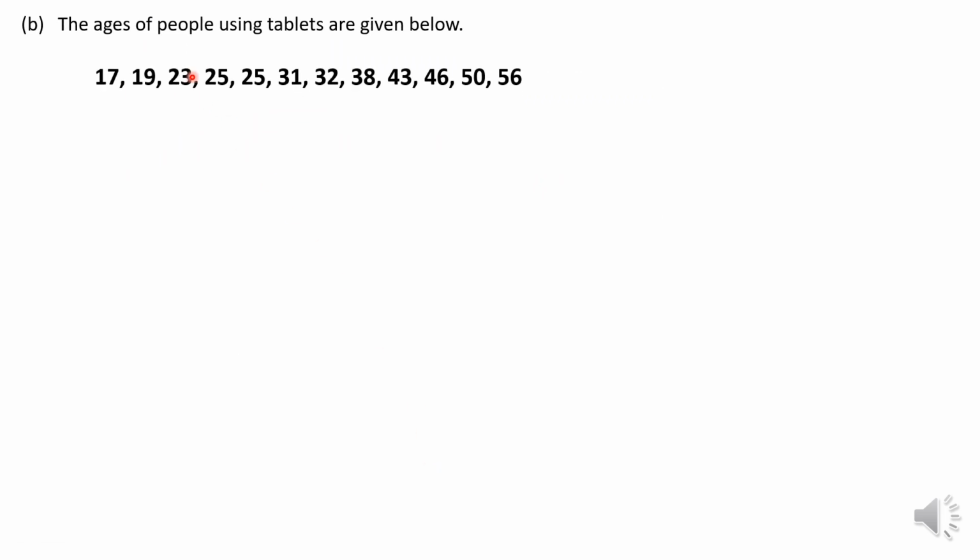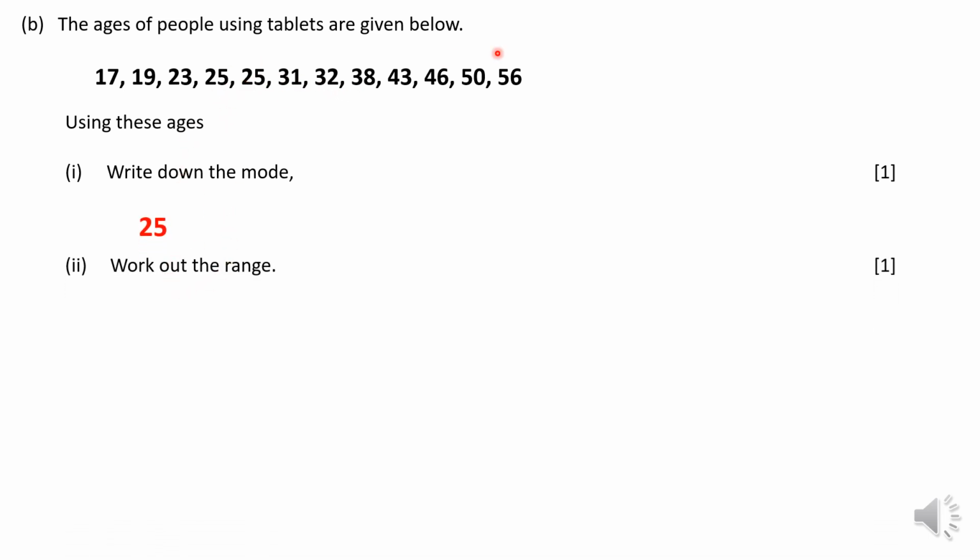The B part says the ages of people using tablets are given below. If you count, it's 1, 2, 3, 4, 5, 6, 7, 8, 9, 10, 11, 12 people. You're supposed to write the mode, which age is the one that appears the most. By looking at it, I see 25 appears twice. No other number appears twice or 3 times, so 25 is the mode. Then for the range, you take the highest value minus the lowest, 56 minus 17, which gives me 39.